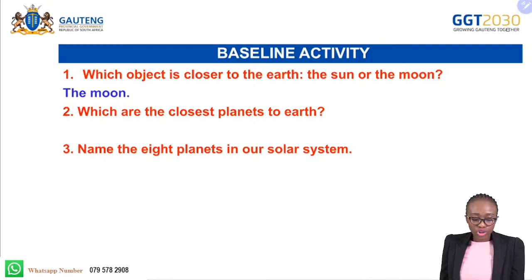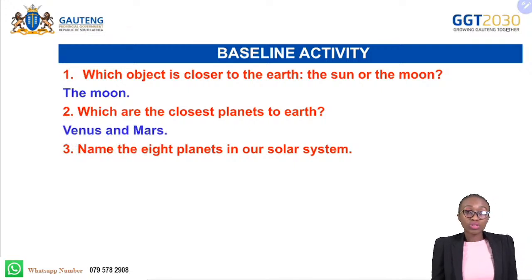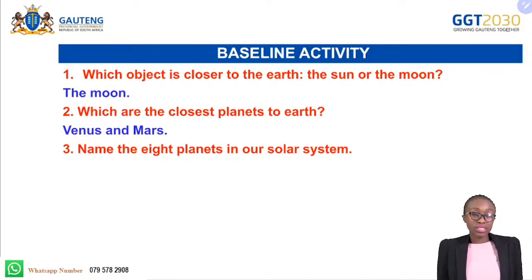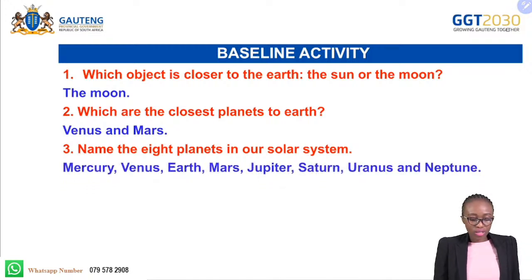And then number 2, which are the closest planets to the earth? Do you remember from last week? The planets that are closest to the earth are Venus and Mars. Those two are the closest ones to the earth. And then question number 3 read, name the 8 planets in our solar system. They are, of course, Mercury, Venus, Earth, Mars, Jupiter, Saturn, Uranus, and Neptune.